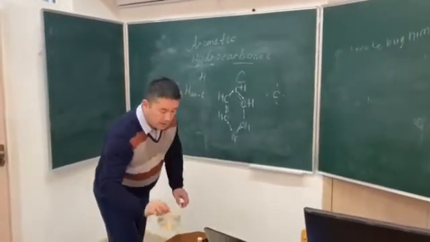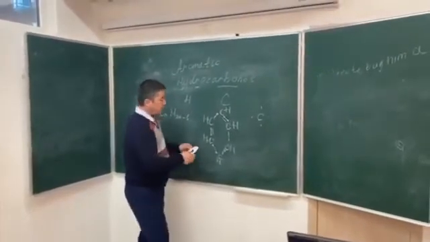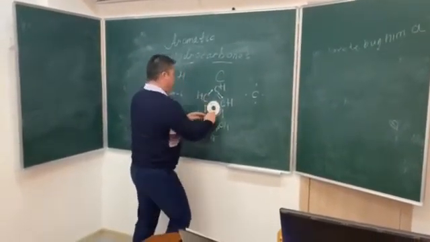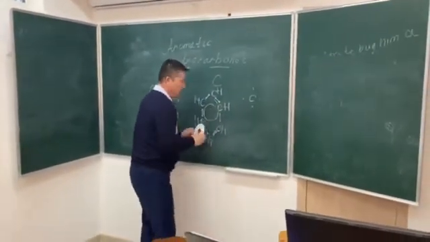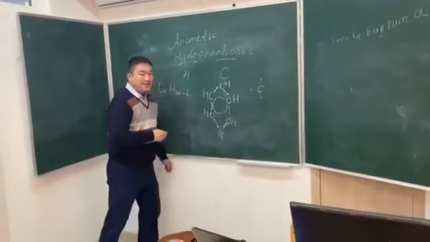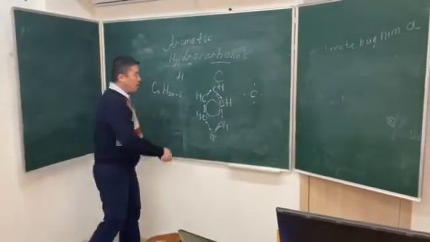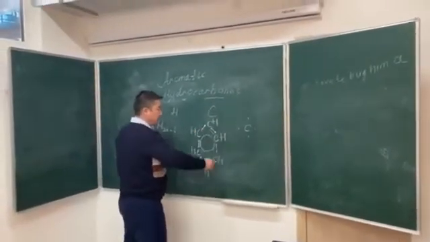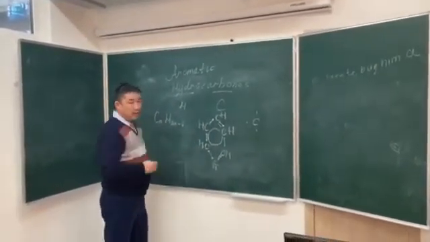In this benzene, I also want to draw a circle. That's why, because this circle means electrostatic attraction. The shared electrons are stable. So here we can draw a circle.